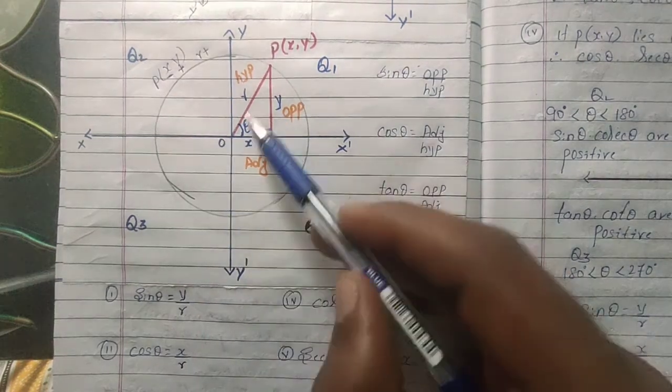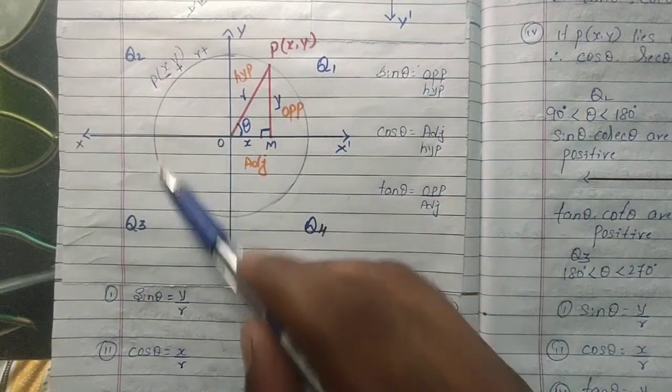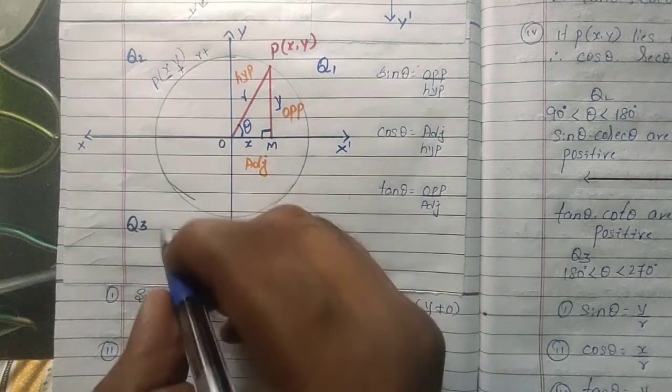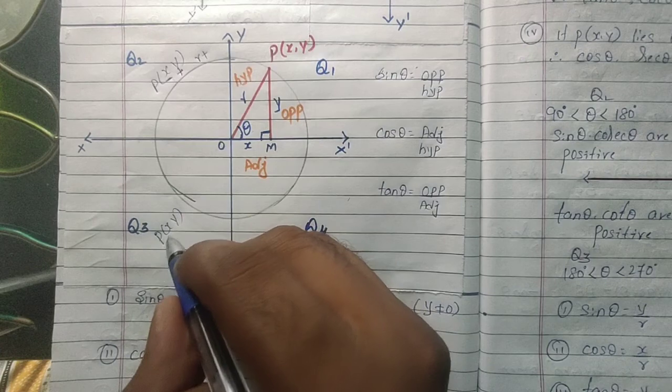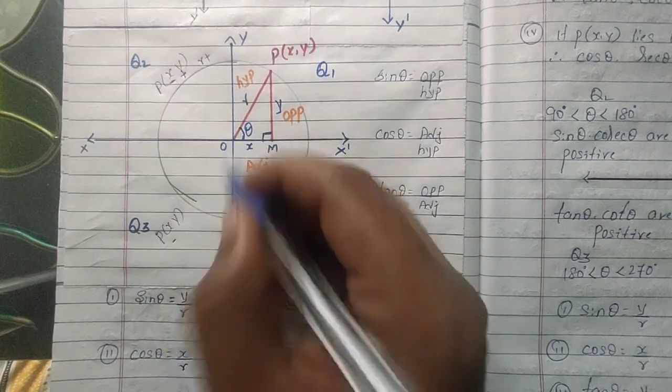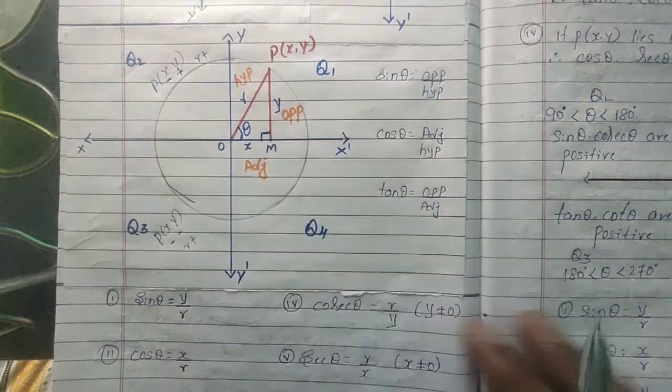When the terminal ray lies in the third quadrant, here point P, x comma y, x is also negative, y is also negative, but r is positive because it's a radius.